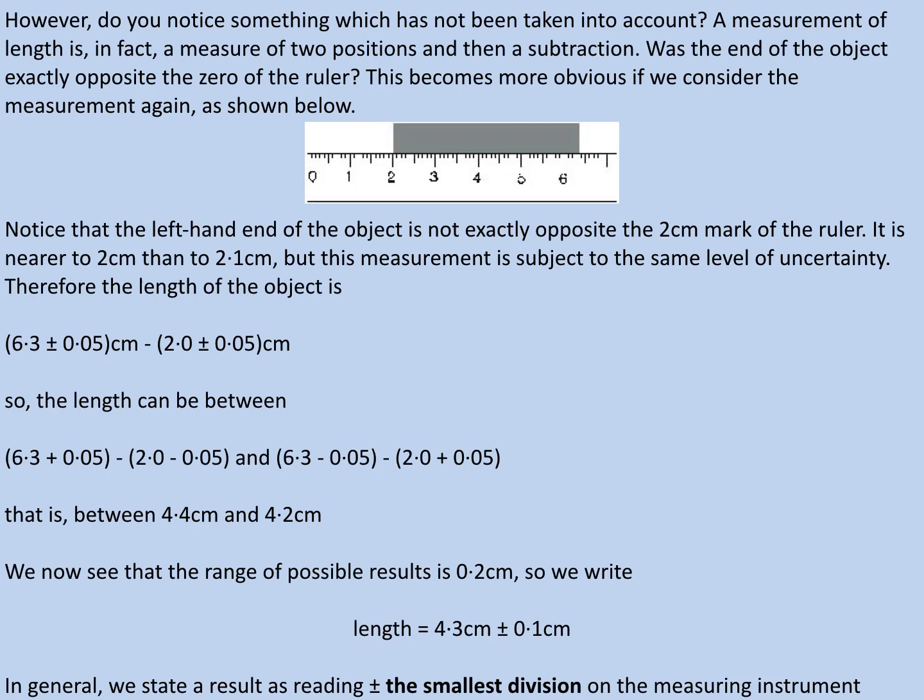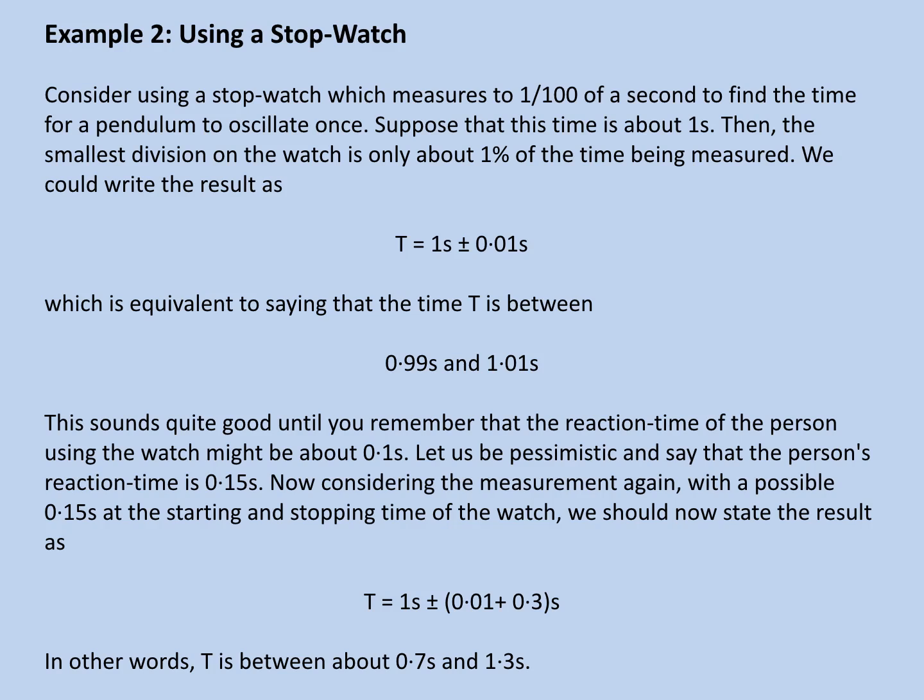For example, when we're using a stopwatch that measures to 100th of a second, say we're looking at a pendulum going, and suppose the time is around about a second. If the smallest division on the watch is 100th of a second, that's about 1% of that 1 second, isn't it? So we could write that as 1 second plus or minus 0.01 of a second.